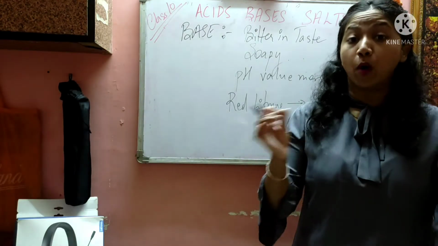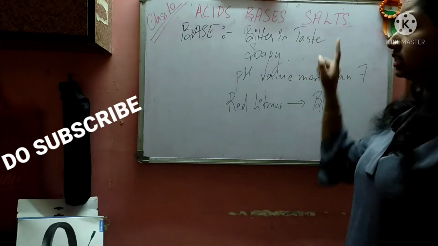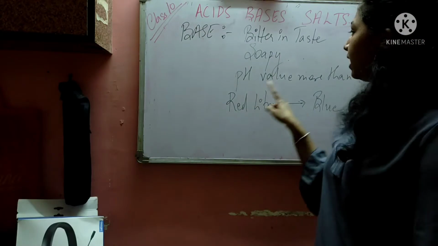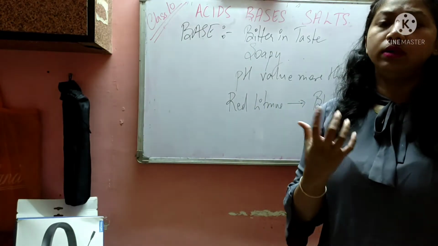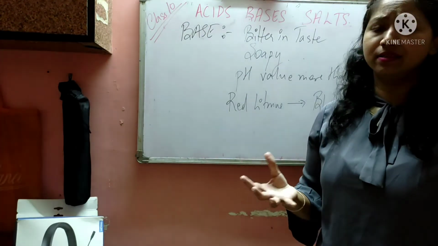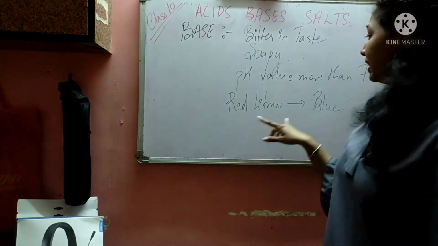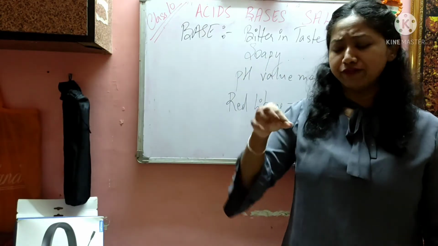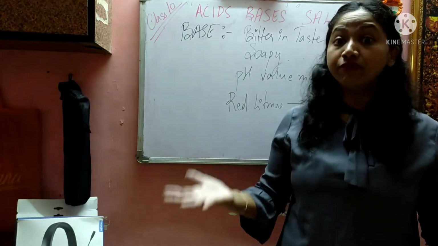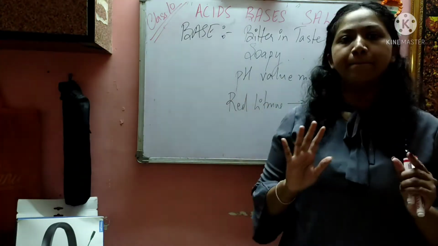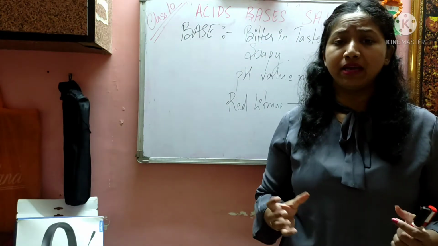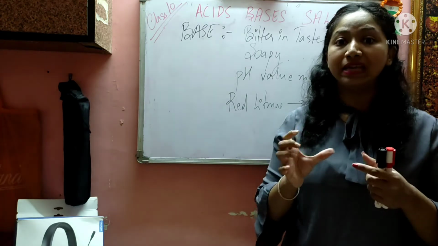So here are some properties. We'll see it again. Bitter in taste. Whenever you touch it, it is soapy to touch. The pH value of a base is more than 7, then you can say that the particular substance is base. Then if you take a red litmus and it turns blue, then it is confirmed that the particular substance is base.